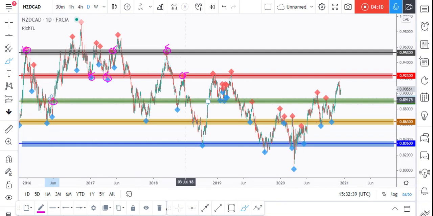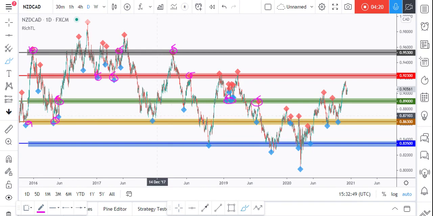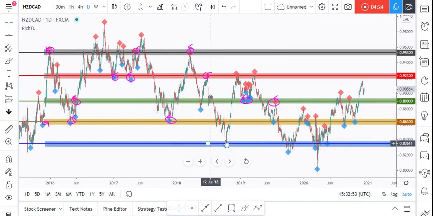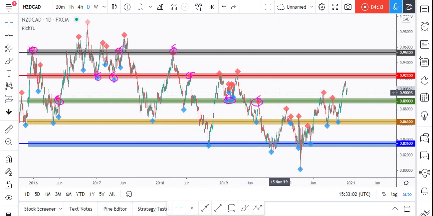And here we go. One, two, and three. Here we go. One, two. It's not really clear. Here we go, and three. And this one as well. One, two, and three. So all these are the only valid support and resistance we could draw using the HTL indicator.